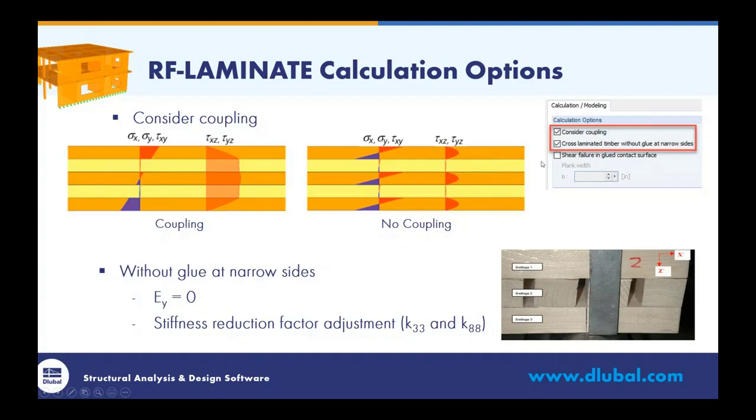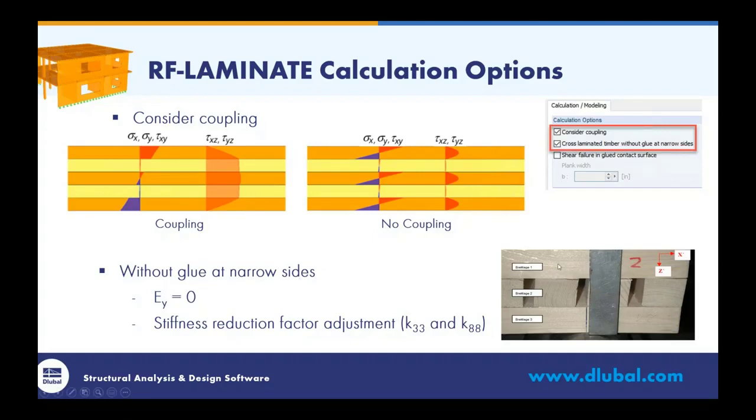But in turn, if we uncheck this option and we're not considering coupling, we're assuming that there is no glue coupling these layers together. When we look at the stress distribution, well, we're going to see really independent behavior for each layer. The second option here, cross-laminated timber without glue at the narrow side. So this is fairly common with most manufacturers. So likely you'll end up checking this checkbox on. This is assuming that we do not have glue at the narrow side.